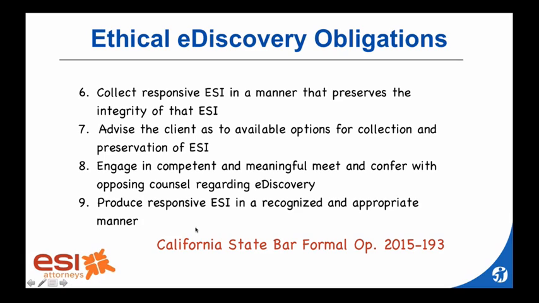Number 6 is collecting information, advising the client on all available options. And 8 and 9 are really important, 8 in particular. 8 is engaging in competent and meaningful meet and confer with opposing counsel. We've talked again about the benefits of that meet and confer.